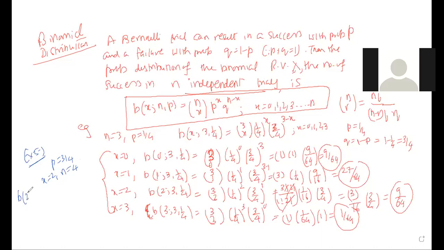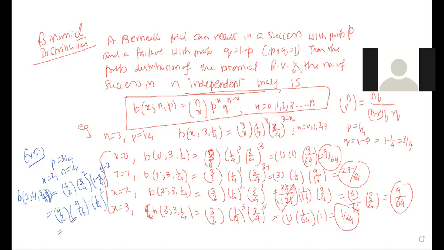That means binomial distribution of 2, and here it is 4, and success rate is 3/4. That is equal to nCx, so that is equal to 4C2, and probability is 3/4 to the power x, x is equal to 2, and 1 minus 3/4, that is my q, to the power, what is the definition? n minus x. n is equal to 4 and x is equal to 2. That is equal to 4C2, and here it is 9 by 16, and here it is 1/4 to the power 2.